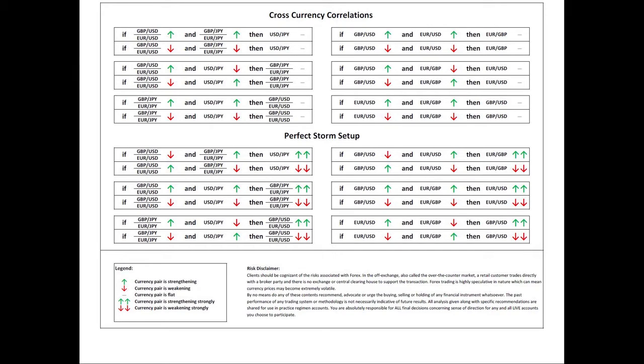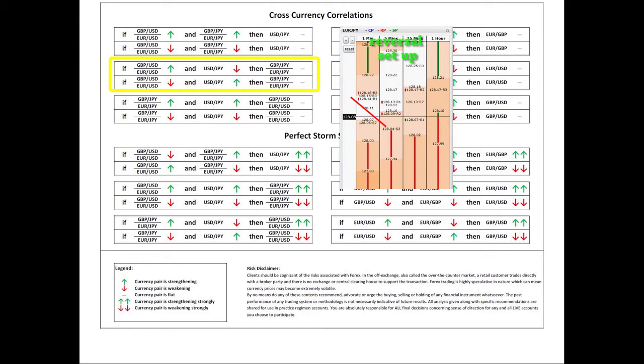Obviously, same if it goes the other way around: pound dollar going down and pound yen going down, then dollar yen will be flat. Down here, as you can see, if you're trying to trade euro yen, you have to stay out of it if euro dollar is moving up or has potential to move up.